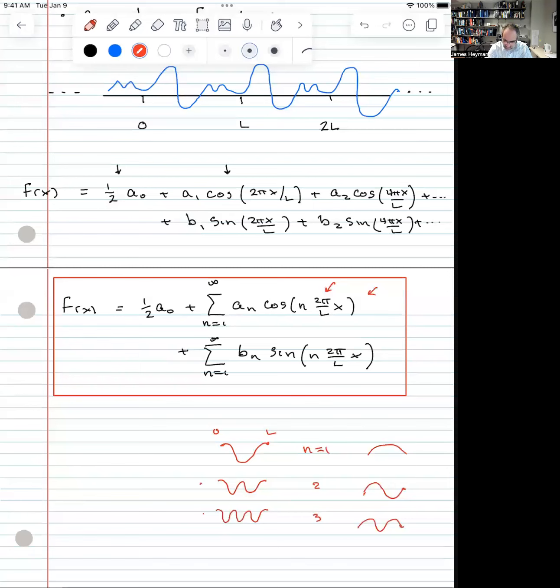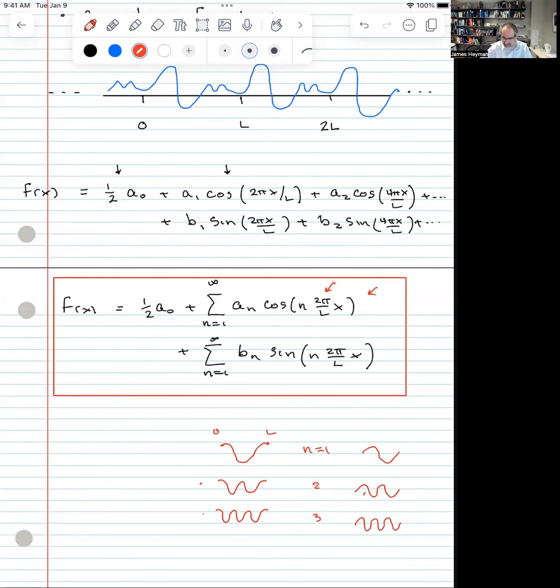Oops. Didn't draw that last one quite right. Oh, in fact, I didn't draw any of those right. Sorry. 1 cycle, 2 cycles. Okay, 3 cycles. All right.